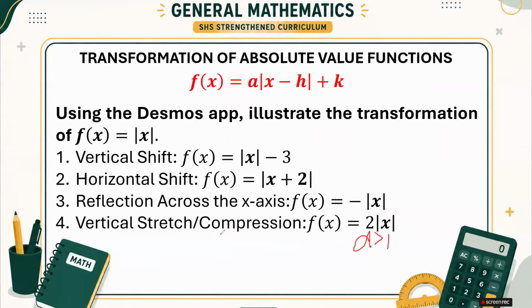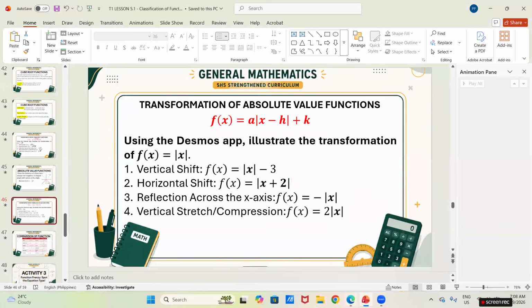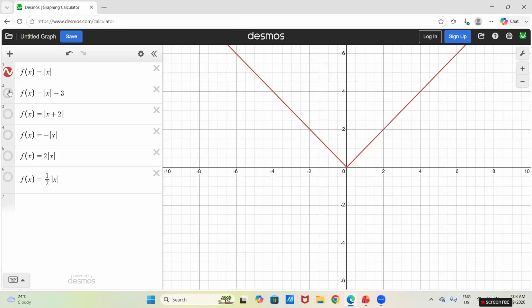If you input a value between 0 and 1, meaning that A is in between 0 and 1, like 1/2, 1/3, 3/4, or an improper fraction, then we will consider a compression. Okay? So let us go to the Desmos app that I have prepared.